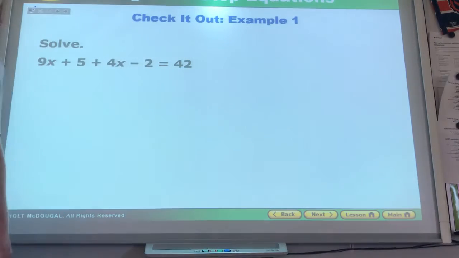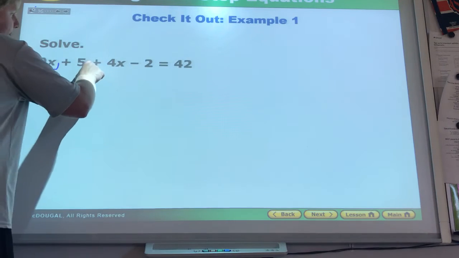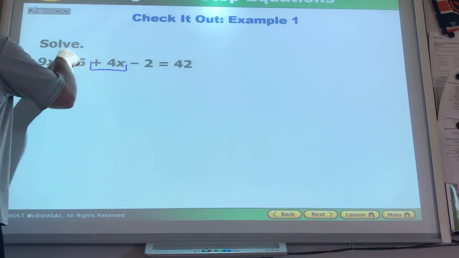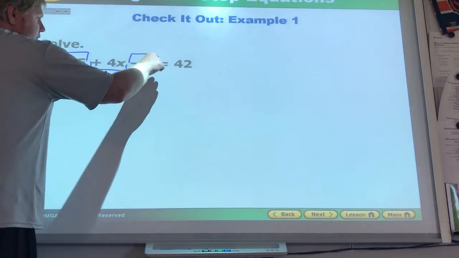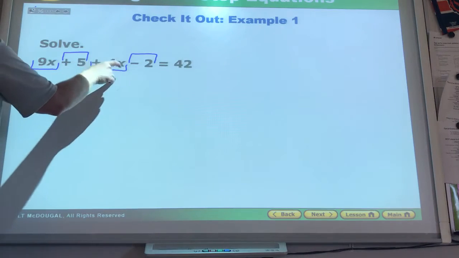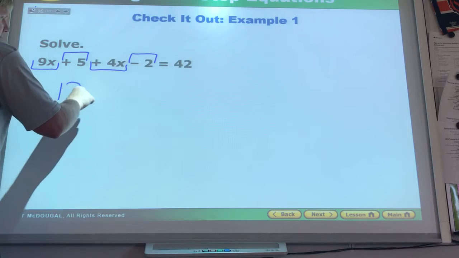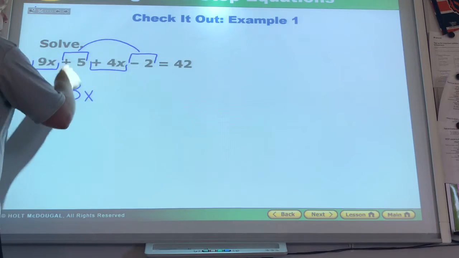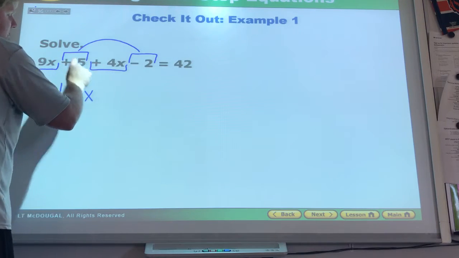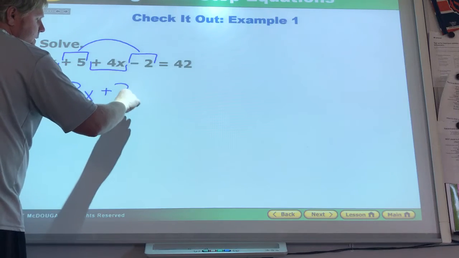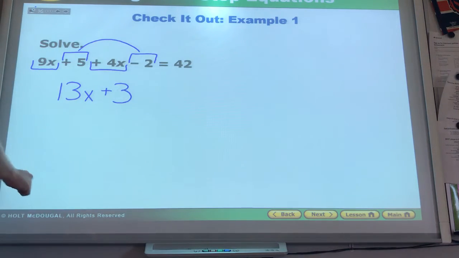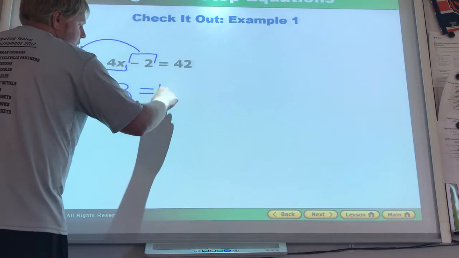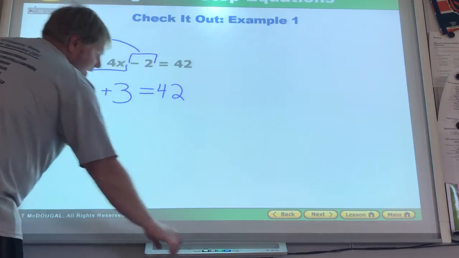Here, we're going to combine like terms. There's no parentheses to get rid of. Positive 9, positive 4x, positive 5, negative 2. So positive and a positive, that's 13x. Positive and a negative, positive's bigger, so I'm going to have positive 3 as my answer. And that all equals 42. So we combine like terms.